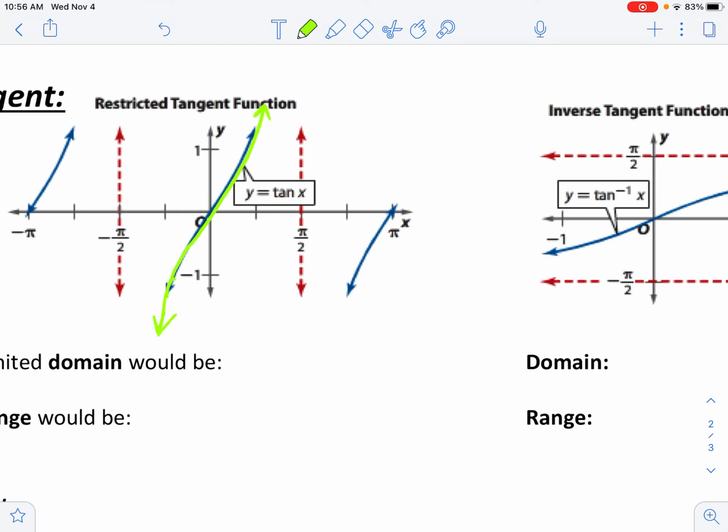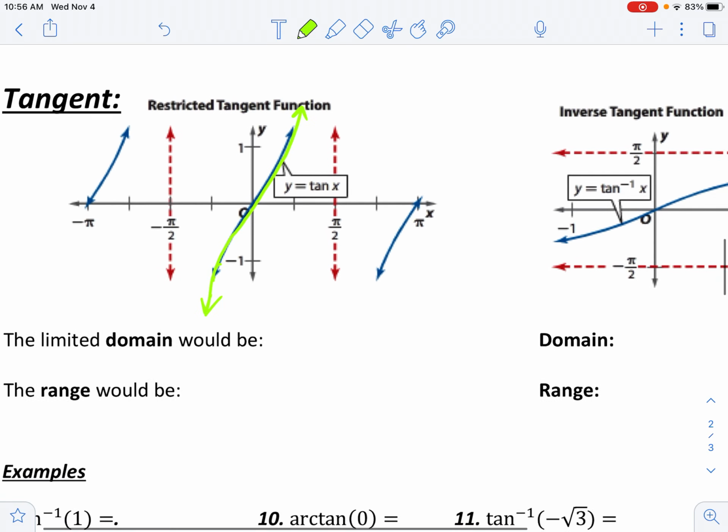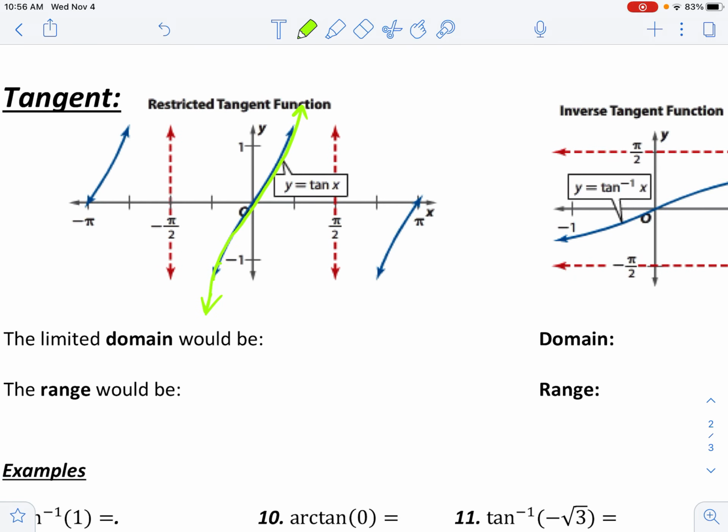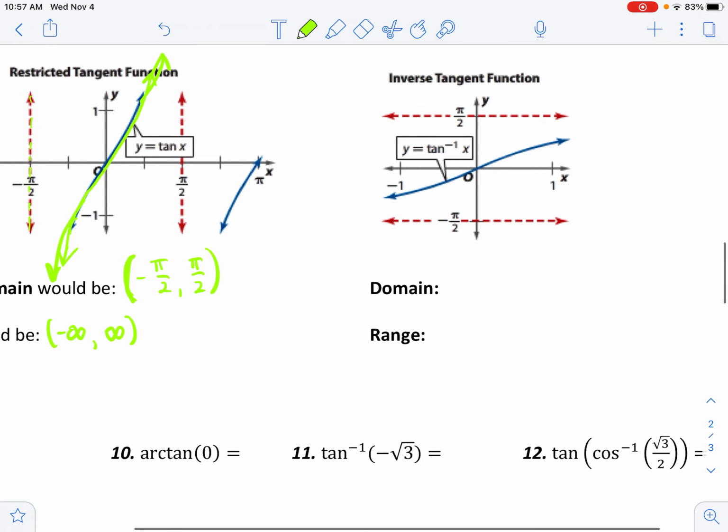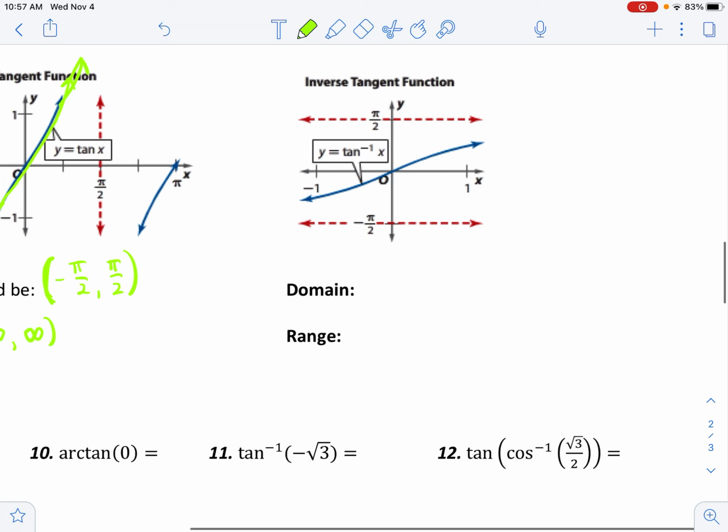If I just look at this piece right here, that piece is one-to-one. So what's the domain of that piece? Notice these right here are asymptotes. My graph glides along that, and it glides along this but never touches it. So my domain is between negative pi over 2 and positive pi over 2, but not including either because those are asymptotes. My range, the lowest my graph goes, is an arrow pointing down, so that's negative infinity. The highest is positive infinity.